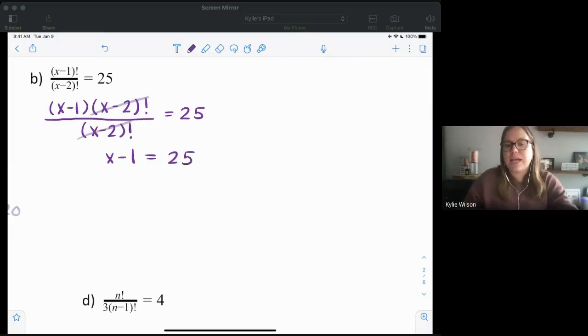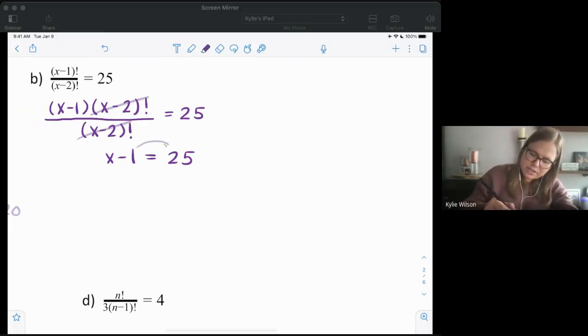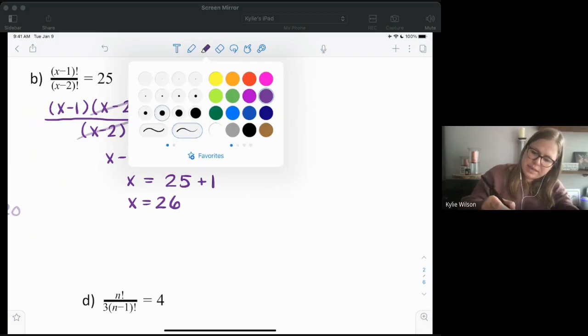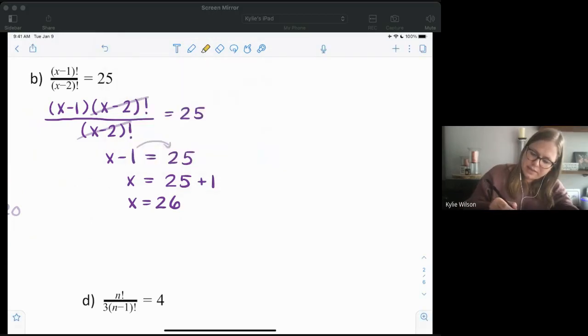Now, because we only have a single x on the left-hand side, it's not a quadratic. We don't have to worry about factoring or any of that stuff. We can just solve normally. So we want to isolate for x. This negative 1's got to go. When it goes over the equal sign, we add that 1, and we'll get 26. You don't need to show every single step here. I just want to make sure it's really clear for everybody and that they don't miss anything.